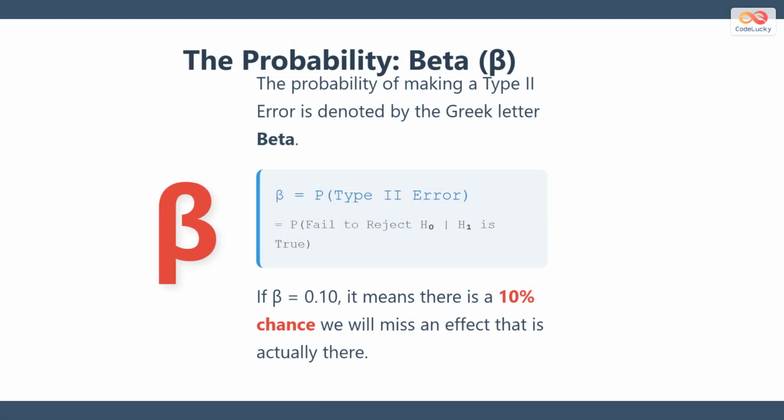In statistics, we use the Greek letter beta to represent the probability of making this specific error. Beta is the probability that we fail to reject the null hypothesis, given that the alternative hypothesis is true. For example, if beta is 0.10, there is a 10% chance we will miss the effect we are looking for.